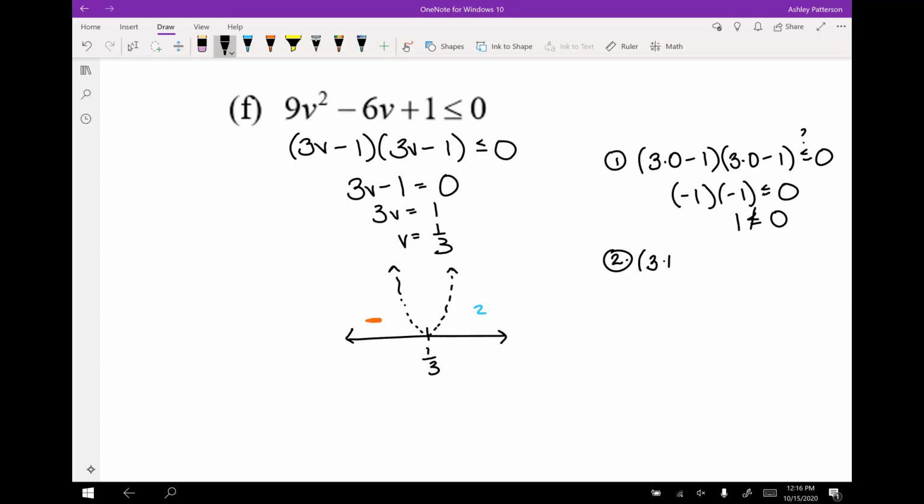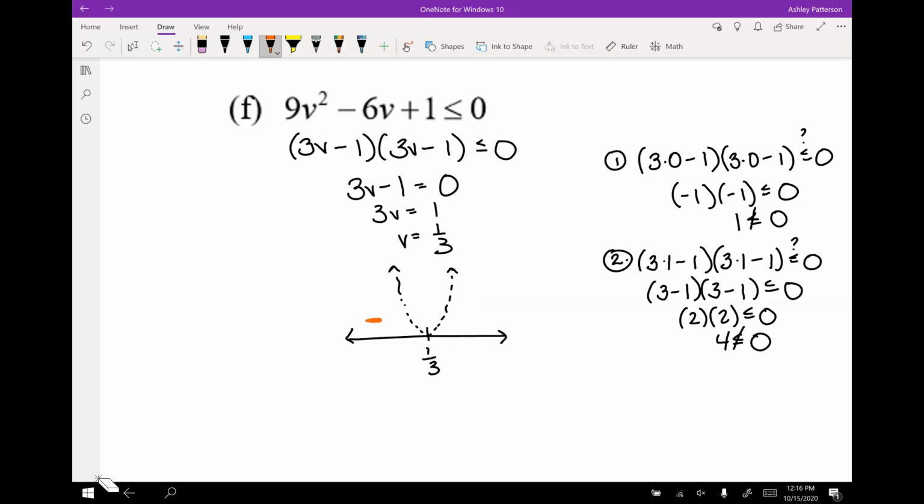We get 3 times 1 minus 1. I'm just using the factored form again. 3 times 1 minus 1, is that less than or equal to 0? I can tell you right now, just by looking at it, that it's not less than or equal to 0, because we get 2 times 2, which leads us to have 4, which is not less than or equal to 0. So we were correct. I know some of us like to cut corners and maybe like to just not test that second area, but it's always nice to ensure that our arithmetic was right the first time.